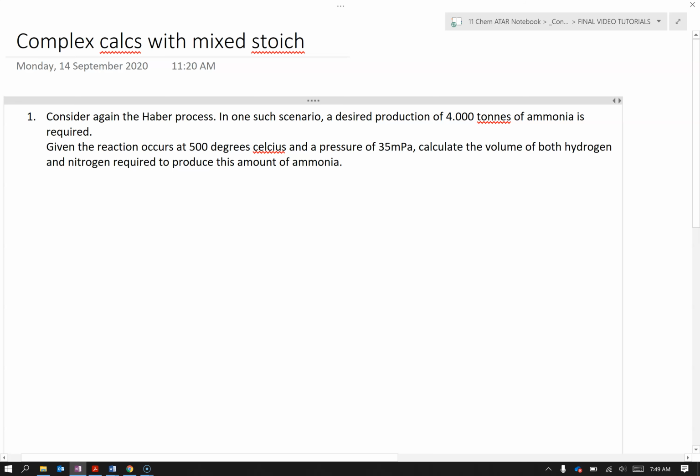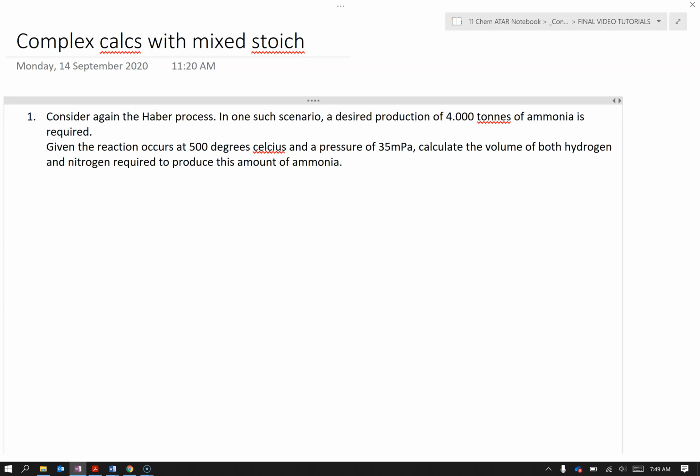Today we're looking at some complex calcs with mixed stoichiometry. And so what that means is we're going to be looking at how we can use complex gas calcs in the context of mixed stoichiometric problems, i.e. I might have something with a mass of a substance and I need to calculate some volumes of some gases.